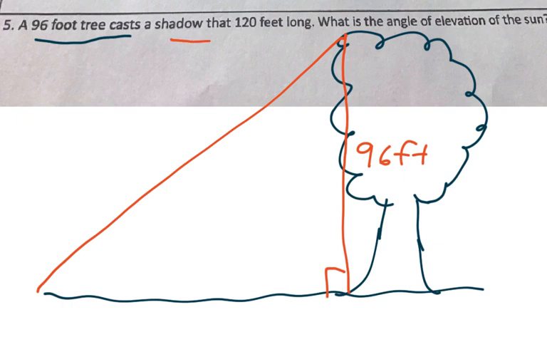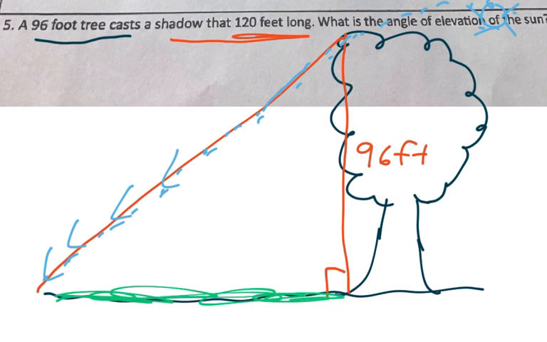Now, it casts a shadow of 120 feet. So imagine the sun over here. It's going to shine down, and it's going to make a right triangle. In other words, the rays are going to shine down, and then right here on the ground, shown in green now, is going to be its shadow, right? Shadow of the tree onto the ground. Now we know it's 120 feet long. Our tree is 96 feet tall.